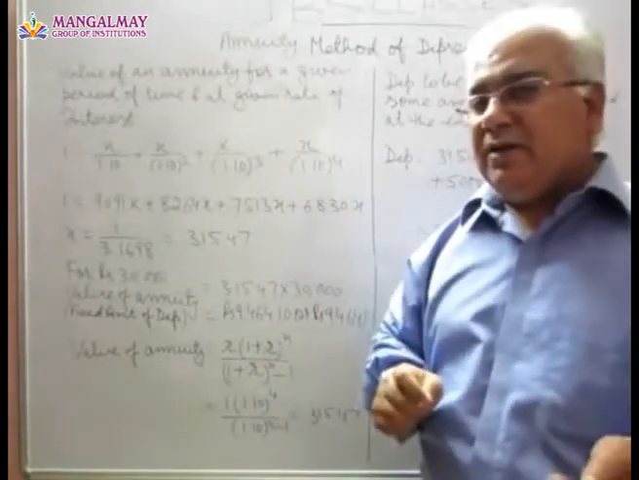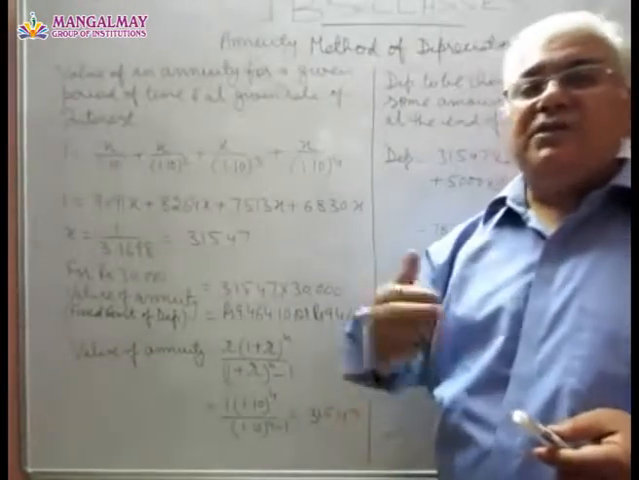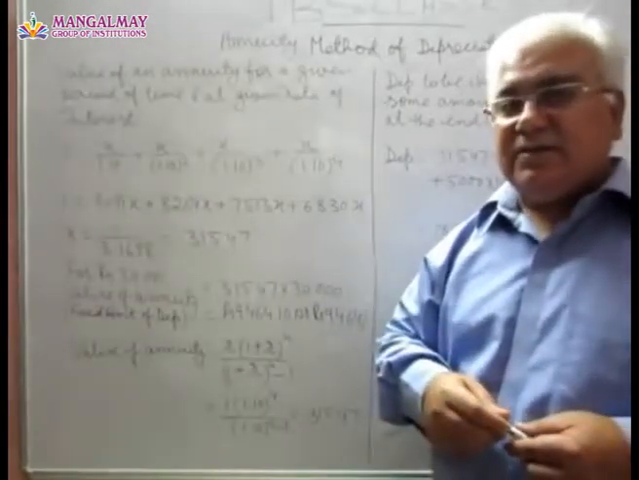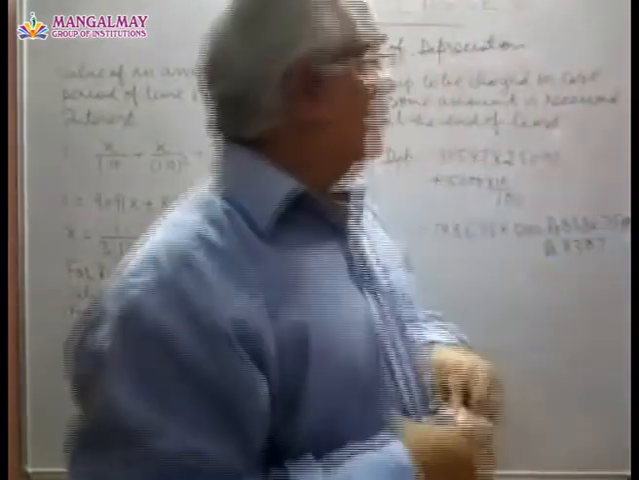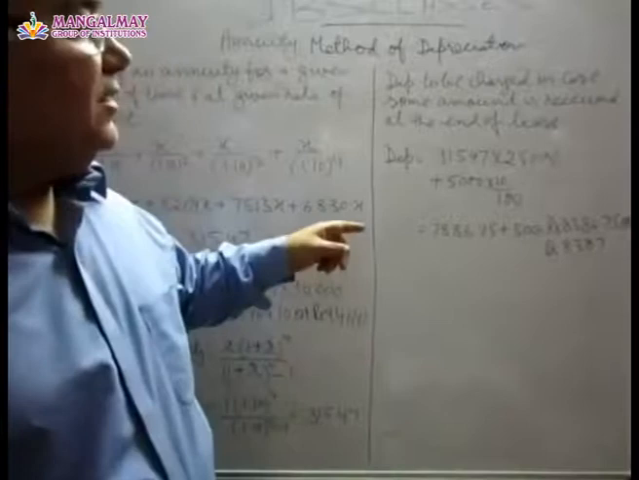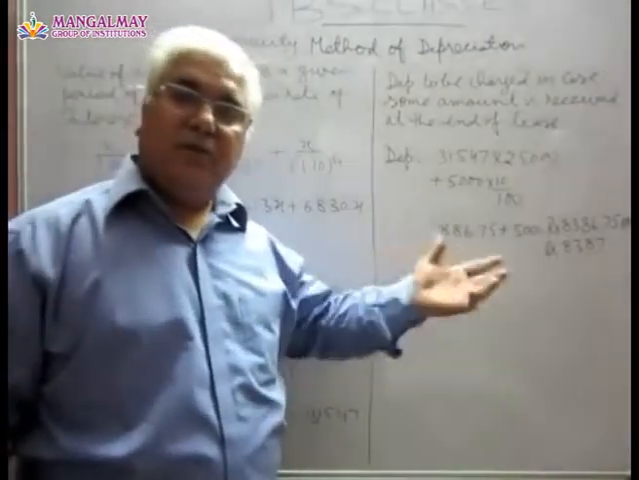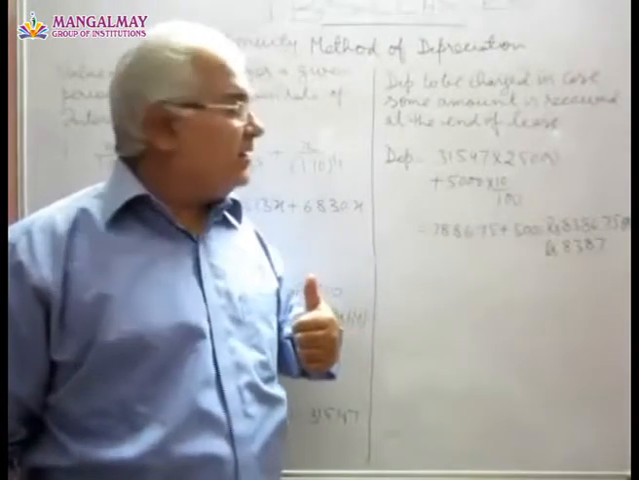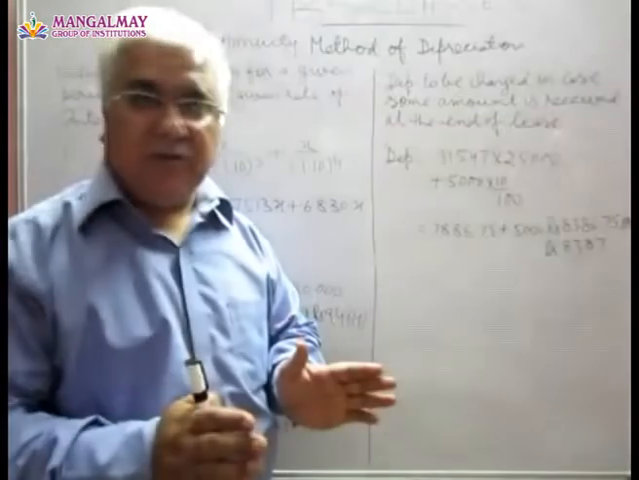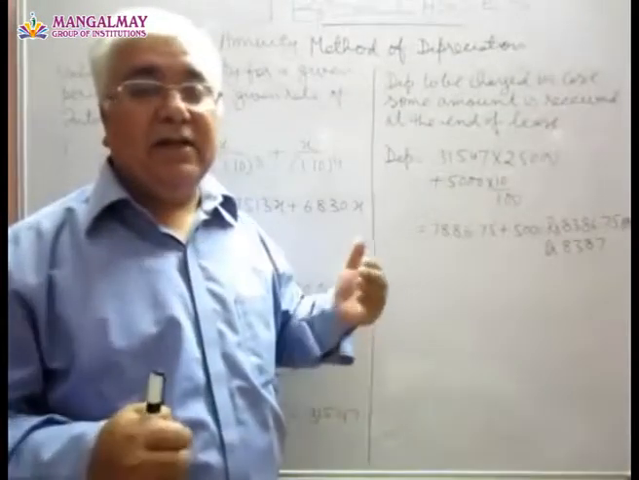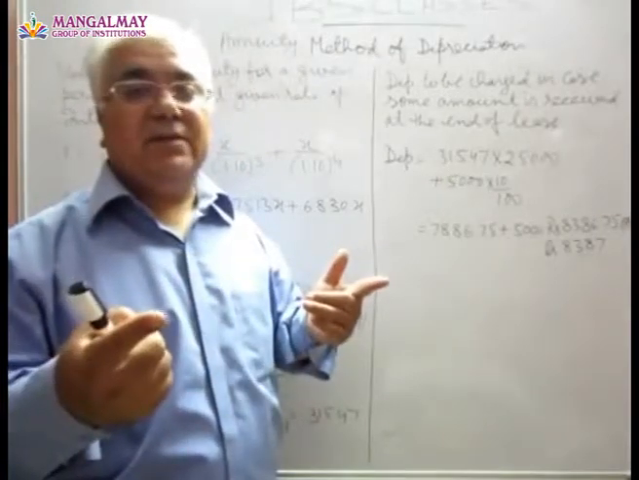Let me tell you one more thing. In case, out of this 30,000, if we are to receive some money at the end of lease, then how much depreciation should be charged? So in case, for example, if we are to receive 5,000 back from the person from whom we have taken lease, then that means we have to write off rupees 25,000 over a period of 4 years at the rate of 10%, including interest at the rate of 10%.